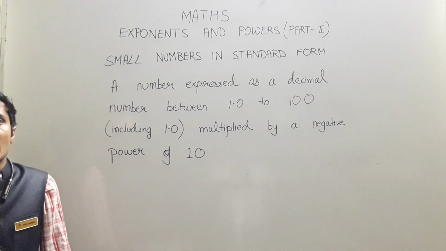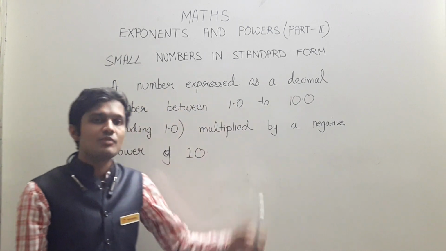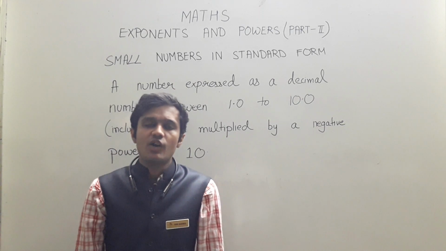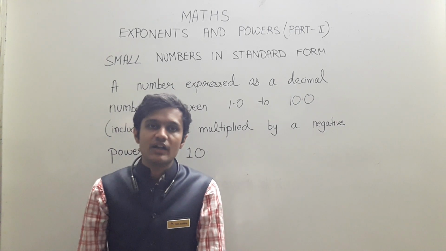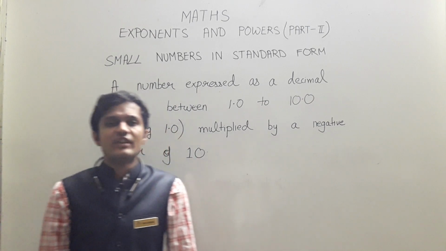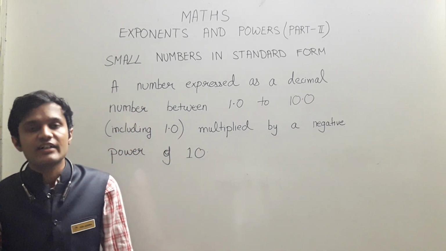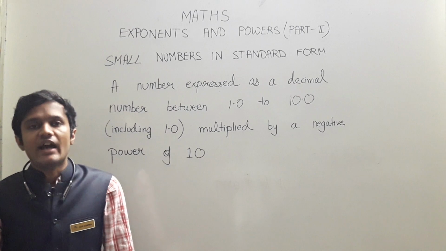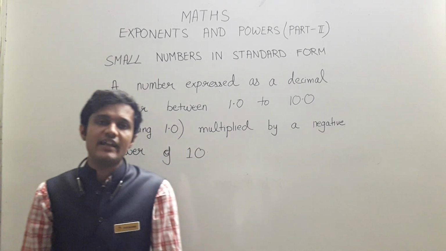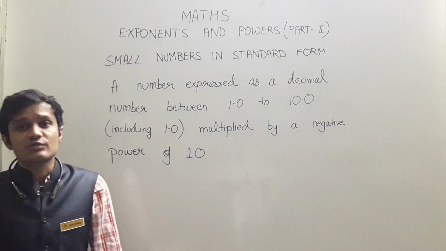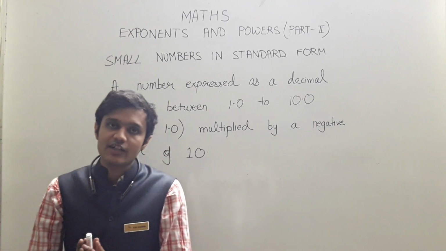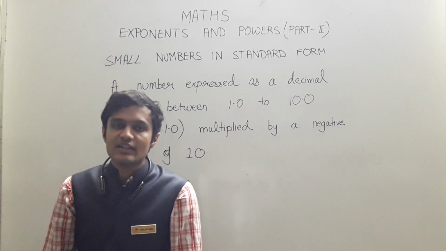Now we'll see how we will change small numbers into standard form. So previously we learned how we change a very large number into standard form. Now think about a small number. We see several numbers in our day-to-day life, like the diameter or size of a plant cell, and so many examples which are very small. So how do we change these small numbers into standard form? Now we will learn this method.